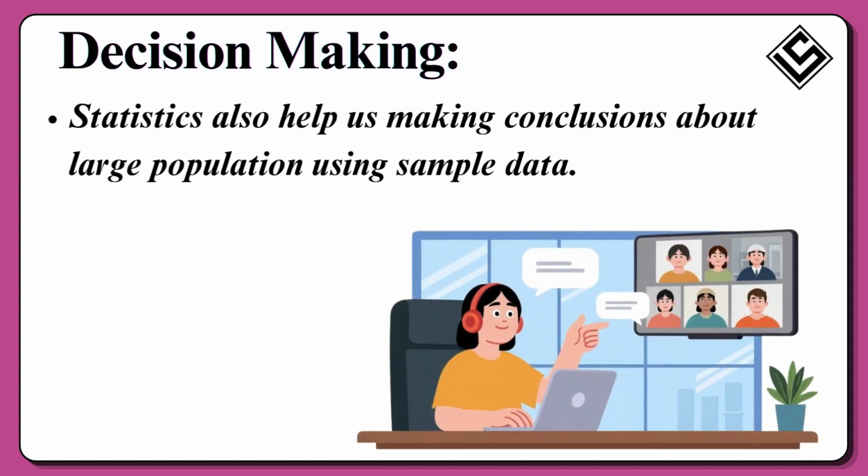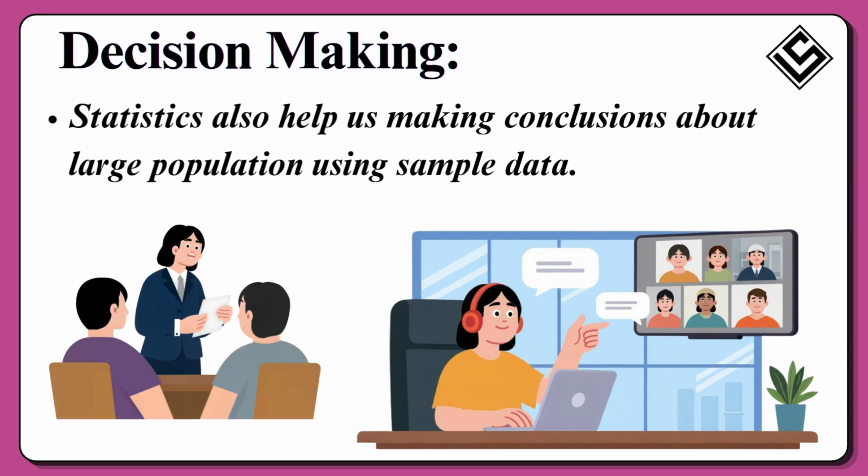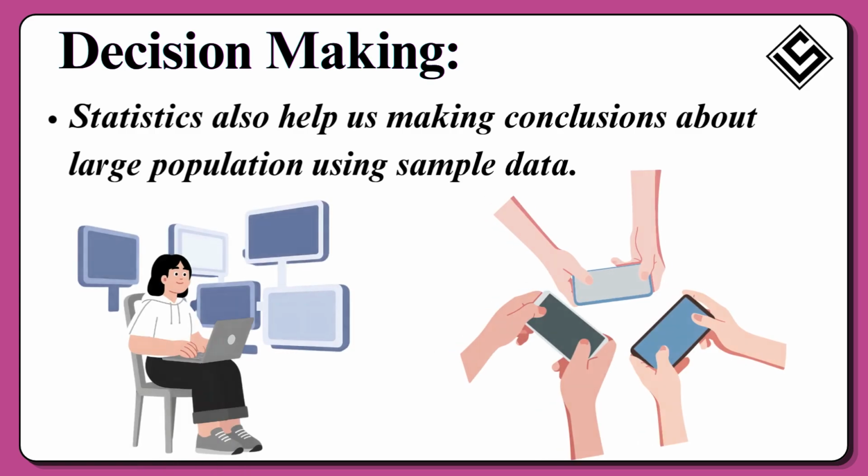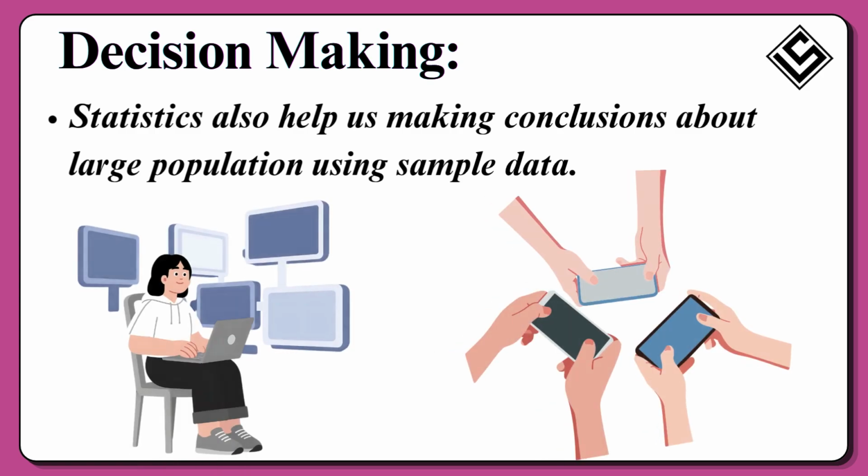Statistics also helps us make conclusions about a large population by studying only a small sample. For example, instead of asking every citizen in a country about their favorite social media app, we can survey a small group of people. If the sample is selected properly, the results can represent the entire population.